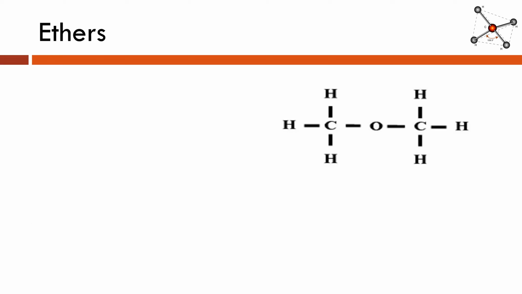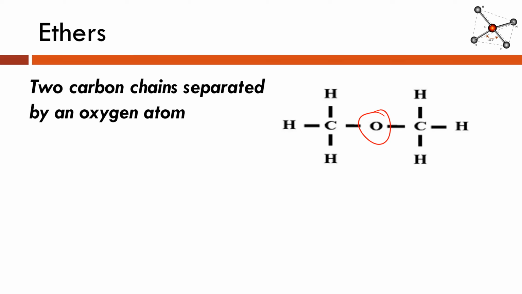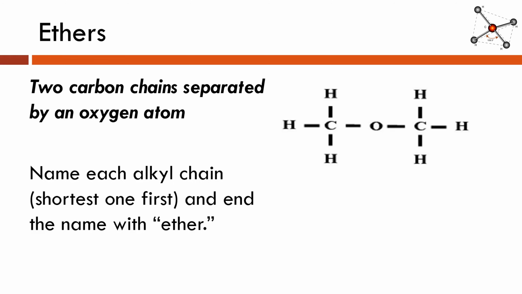The ethers are next. Ethers have an oxygen thrown in the middle of a carbon chain. So we've got 2 carbon chains separated by an oxygen atom. In order to name the ether, we're going to name each of these carbon chains. They're called alkyl chains. We're going to name the shorter of the 2 first and then end the name with ether.